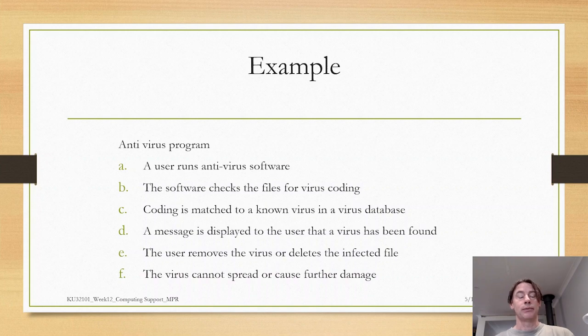Here's an example. This involves an antivirus program. A user runs antivirus software. The software checks the files for virus coding. Coding is matched to a known virus in a virus database. A message is displayed to the user that a virus has been found. The user removes the virus or deletes the infected file. The virus cannot spread or cause further damage. Please have a look at this sequence of events and use cause and effect to link them together.